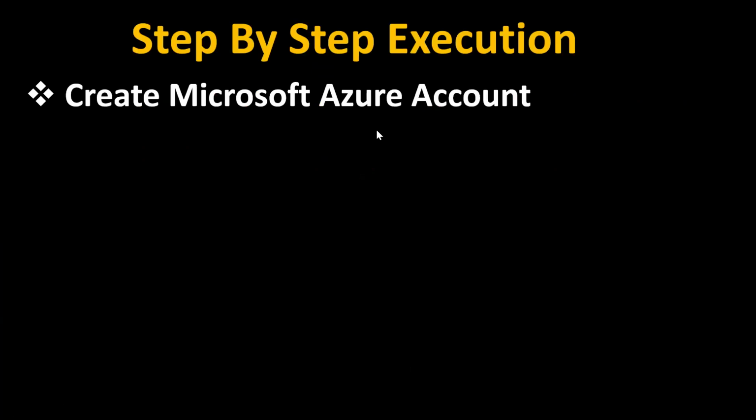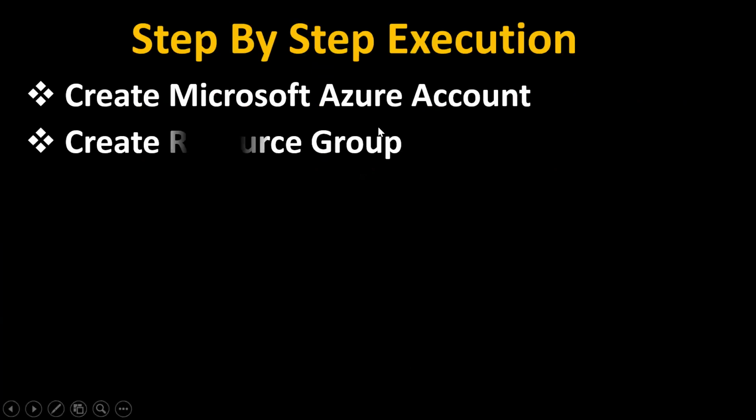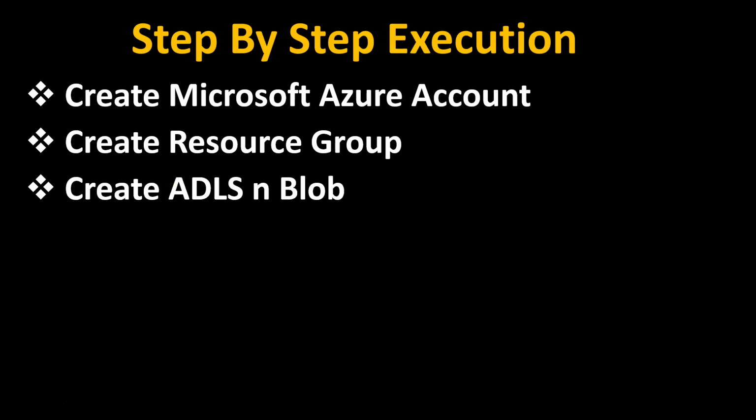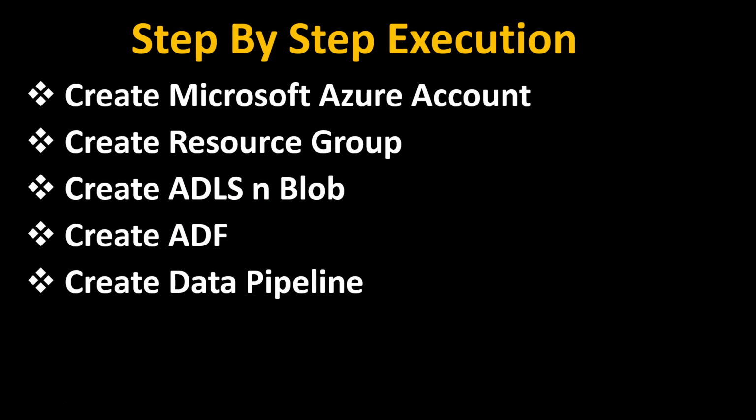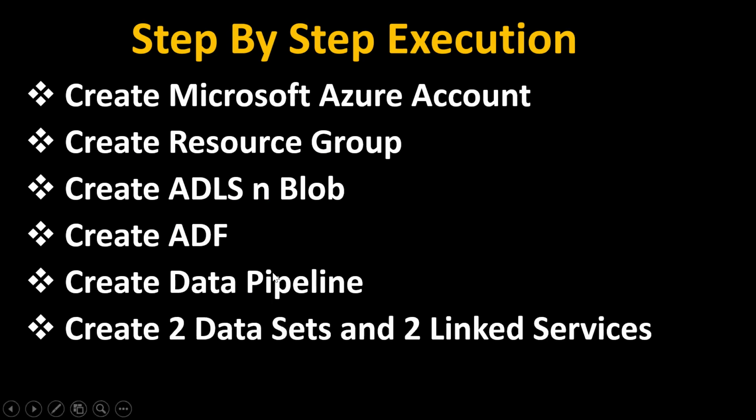Now see step by step. First, we should have one Microsoft Azure account. Then we need to create one resource group to group all your resources into one category. And we need to create one ADLS and one Blob Storage account. And we need to create one Azure Data Factory account. We should create a data pipeline to move the data. Two datasets and two linked services are required, and you should use copy activity. This is one of the activities to move the data from source to target.